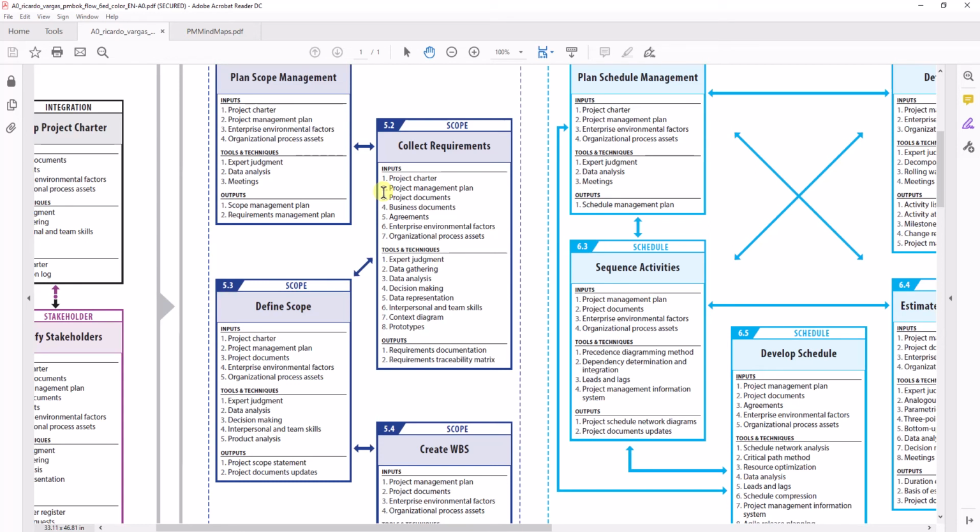So you start with the customer's needs, that is in collect requirements. In planning, every knowledge area has a planning process, and in that you define how you will conduct that knowledge area. That's it. So plan scope management means how you will conduct scope management. Plan schedule management means how you will conduct schedule management. And the output of each of these processes will be the respective knowledge area plans.